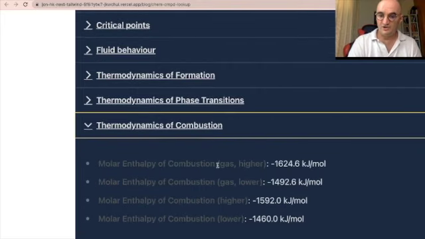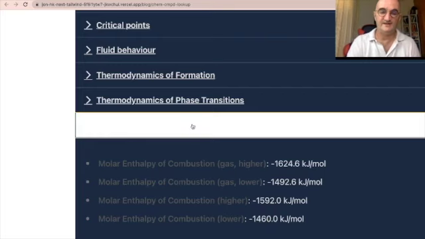Enthalpy of combustion for gas, enthalpy of combustion higher and lower. This is from different sites. So again, you've got half-range method. In between these two is the uncertainty. That problem of having no uncertainty for secondary data evaporates.